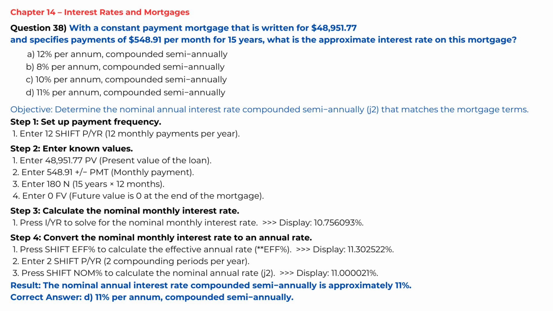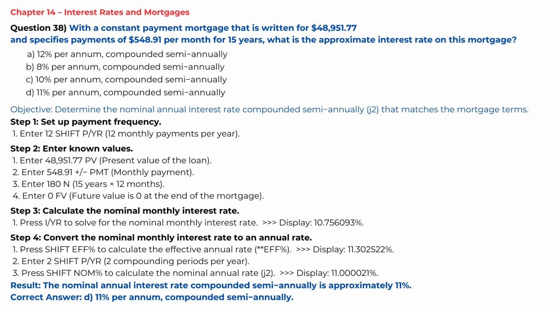Question 38. With a constant payment mortgage that is written for $48,951.77 and specifies payments of $548.91 per month for 15 years, what is the approximate interest rate on this mortgage? Objective. Determine the nominal annual interest rate compounded semi-annually, J2, that matches the mortgage terms.